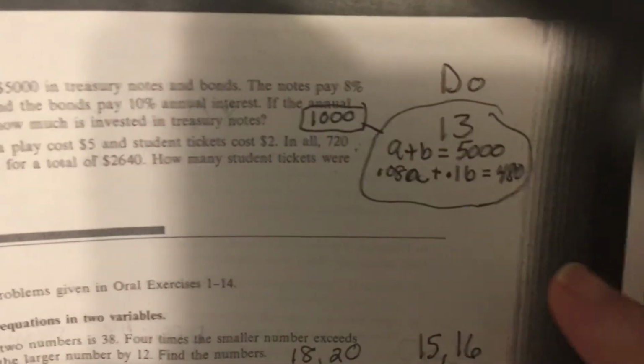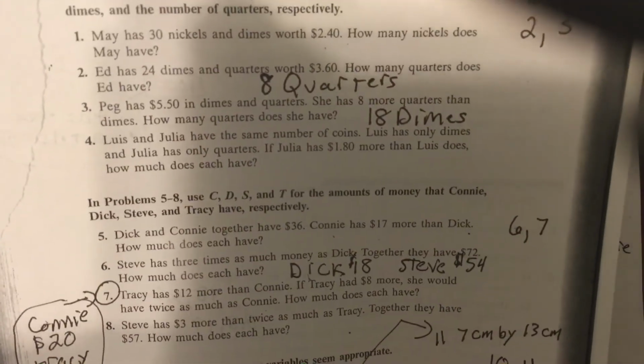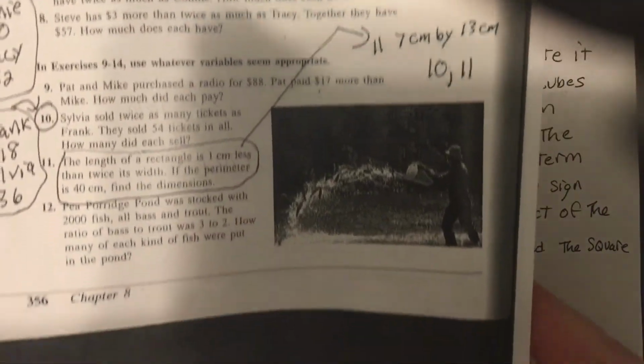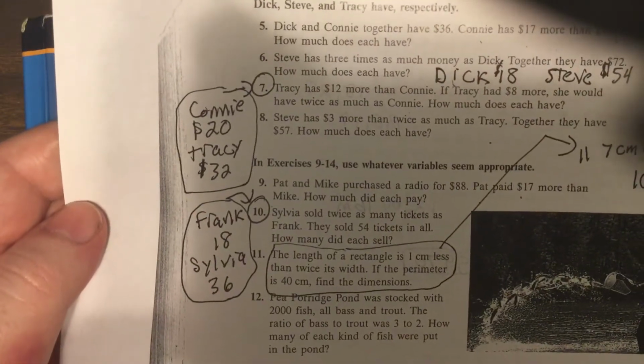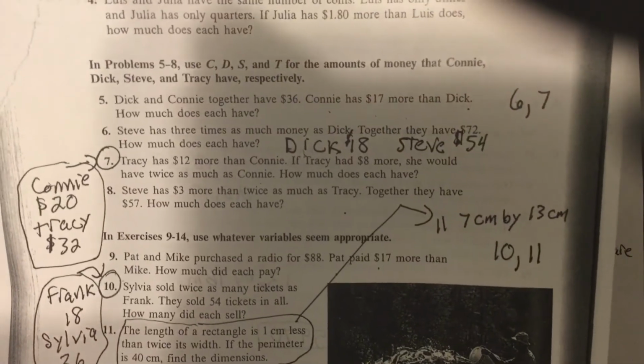Okay, this one again, 13. And then this side again. Then over here. Okay. So that's the answers.